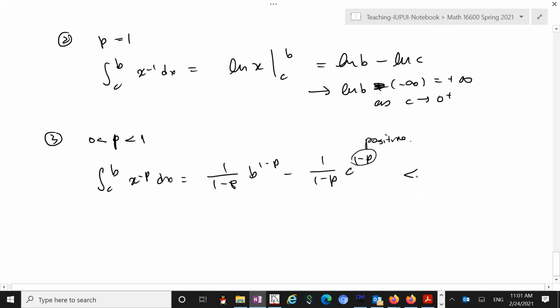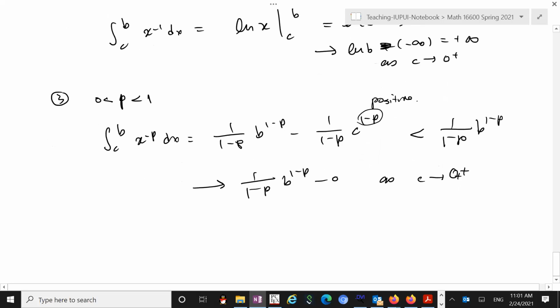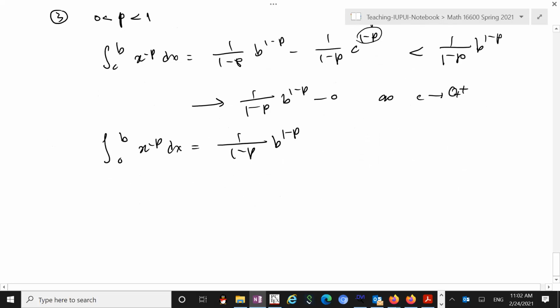So this is always less than 1 minus p, d to the 1 minus p, right? Because we subtract a positive number here. But clearly it approaches 0 as c approaches 0 from the positive side. Okay, so the limit is going to be... it's the opposite direction, right?